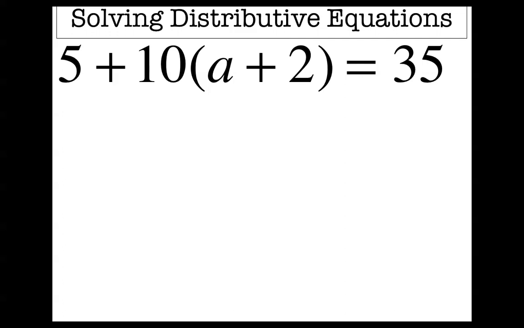So, the first kind of equations that we're going to look at are equations where you have to use the distributive property because they've got parentheses in there. And we remember that when you see those parentheses with a 10 in the front, what we're really saying is that a plus 2 is getting multiplied by 10. So it's going to be 10 times a and 10 times 2.